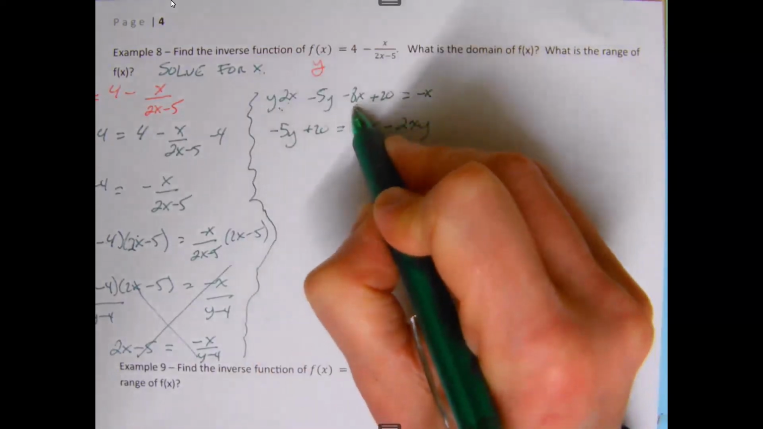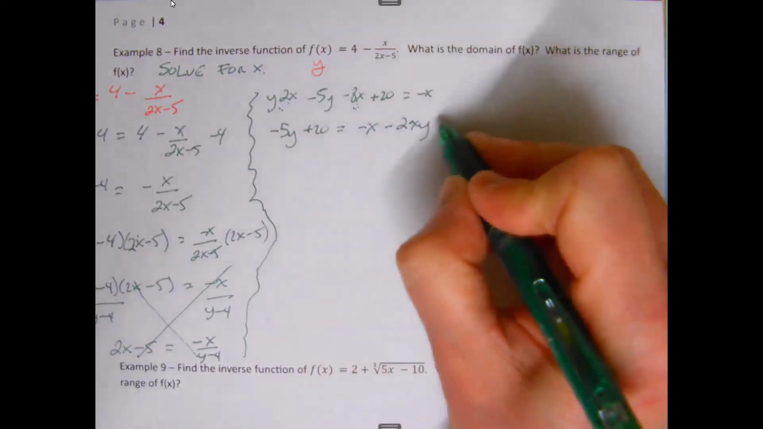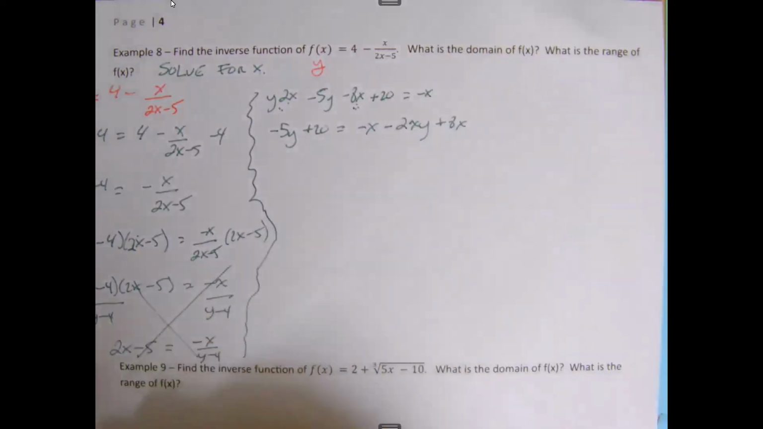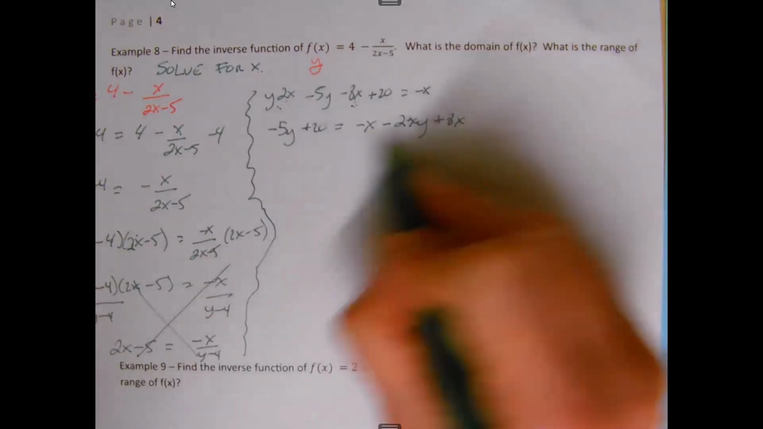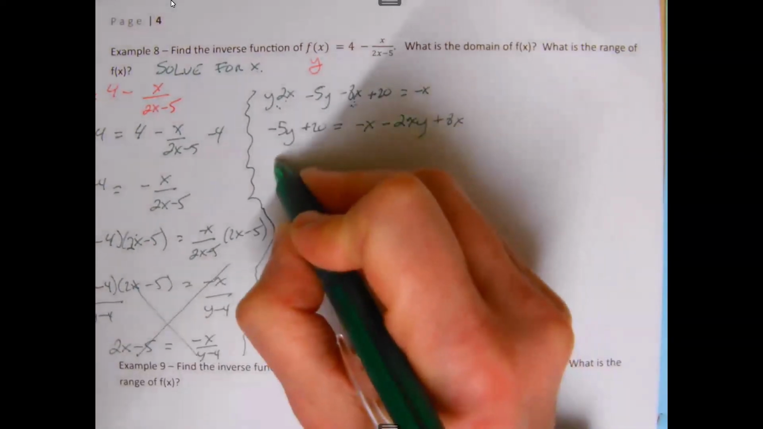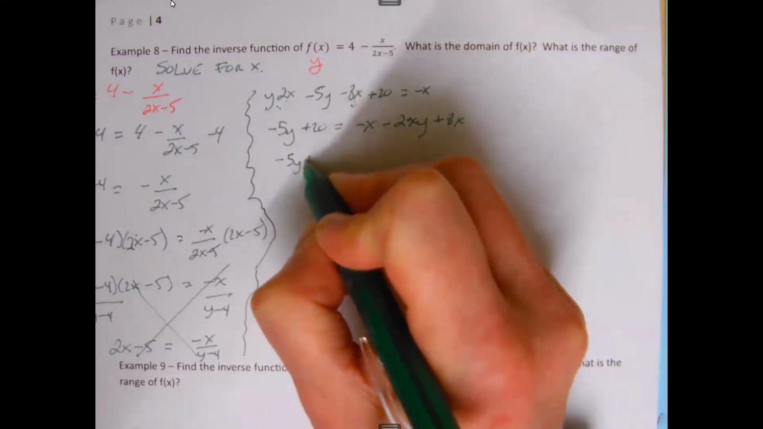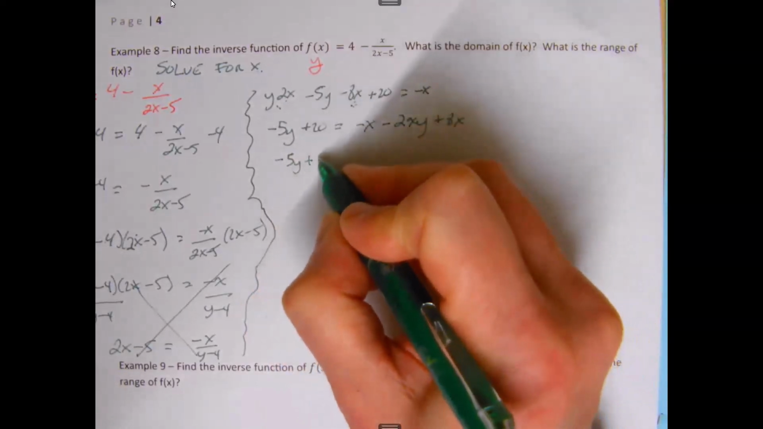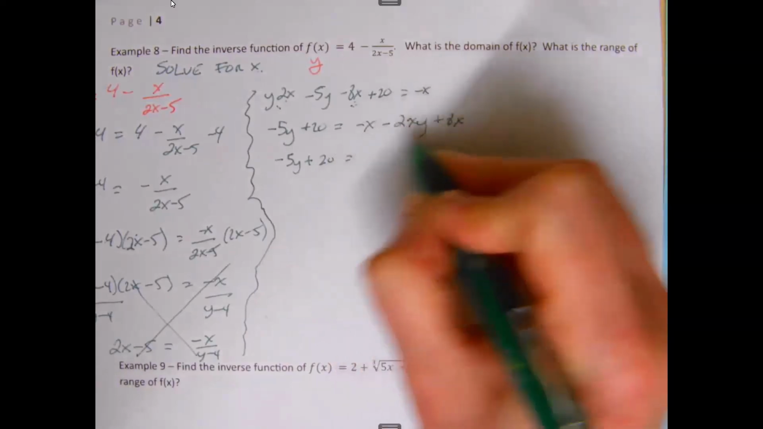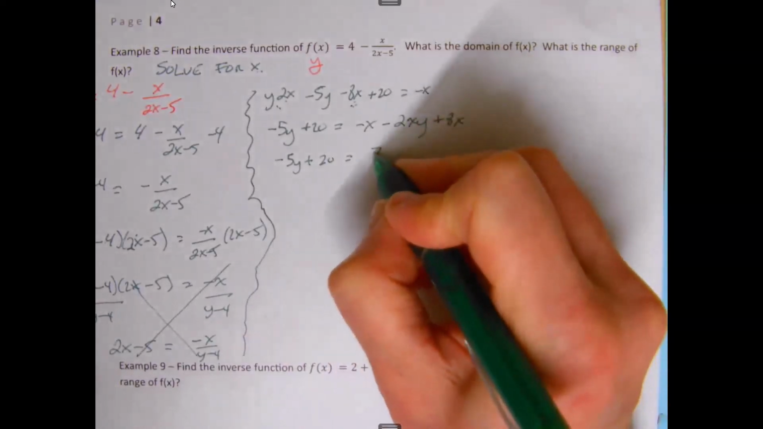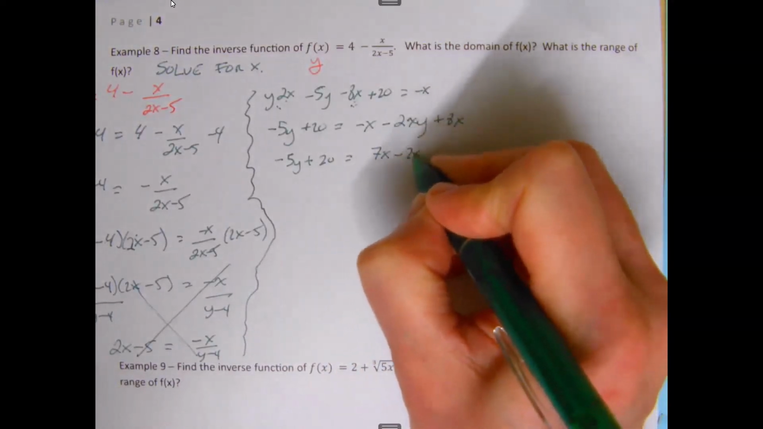Then I'm going to add 8x to both sides, and I get that. Okay, so these two do add up, combining like terms now. Negative x plus 8x gives me positive 7x minus 2xy.